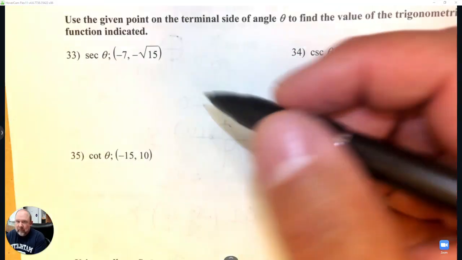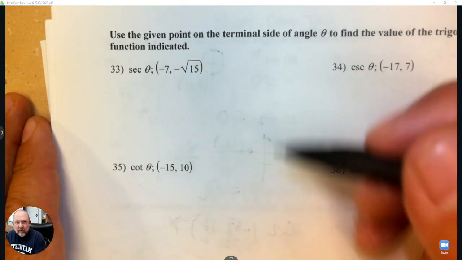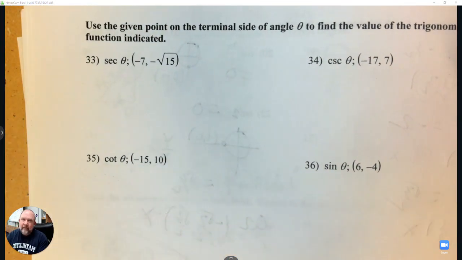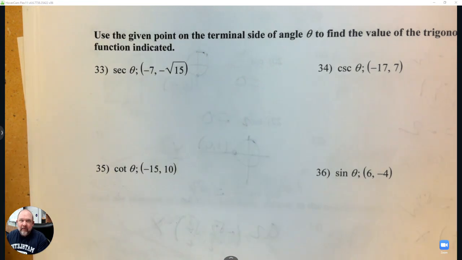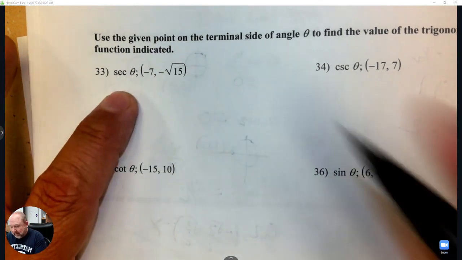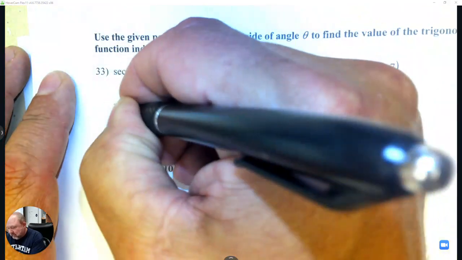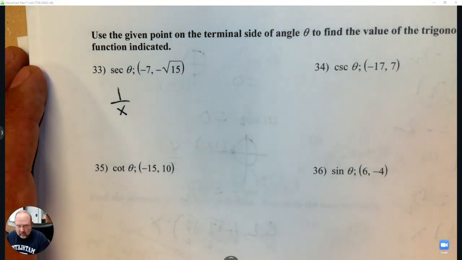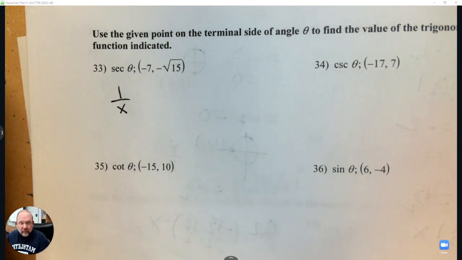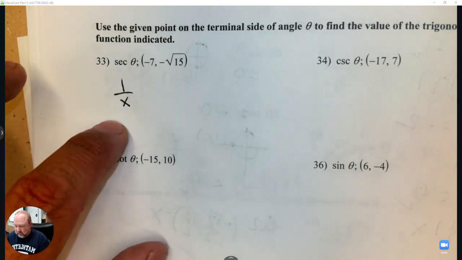What happens if I give you a point? Can you find trig values? So with a point, we have a different way to do it, right? We're not talking about SOHCAHTOA. Now we're talking about x and y over r. So secant, the definition is the reciprocal of the x coordinate. So secant goes with cosine. Cosine is the x coordinate, and it's the reciprocal.